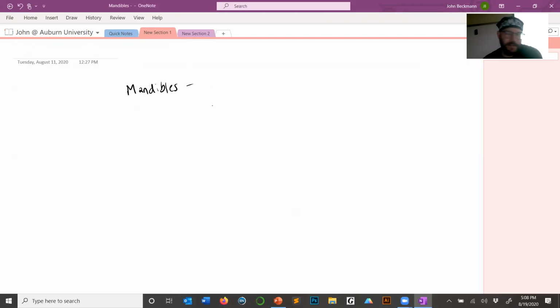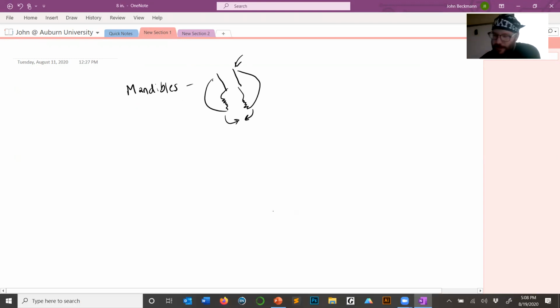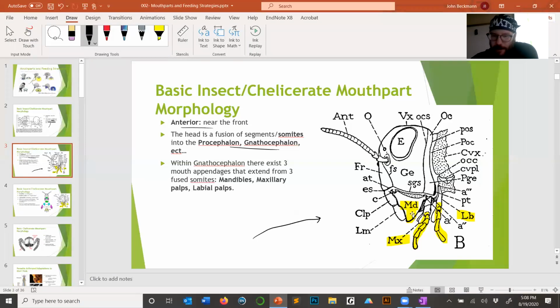Again, these are like the face legs, and the mandibles usually look something like this. The mandibles are essentially like a claw with a hinge. There's essentially just a hinge, and the only directional movement they have is like this. Those are the mandibles, and if you look at them in here, they are right here, MD. It's highlighted MD. These are the mandibles. You see this all the time.